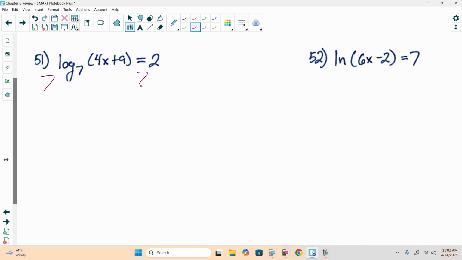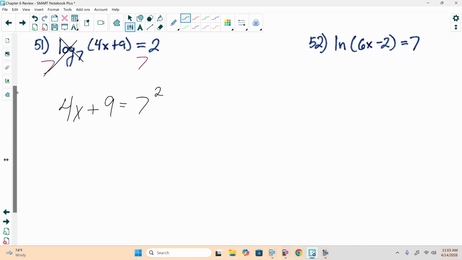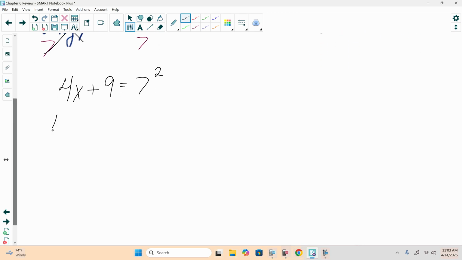So on the left-hand side, we have 7 to the log base 7 of 4x plus 9. Well, the base 7 and log base 7 are going to simplify out, leaving us with what's inside the log, which is 4x plus 9, is equal to 7 squared. Now we're going to see if 7 squared is a nice number, which it is. It's going to be 49. We're going to consider it a nice number if it's not an irrational, non-repeating, non-terminating decimal, or the number is just not way too big.